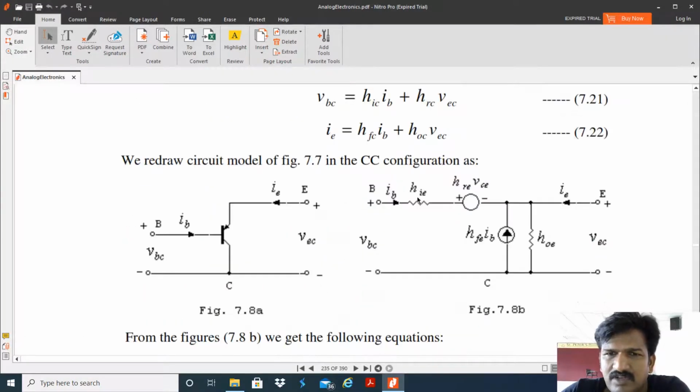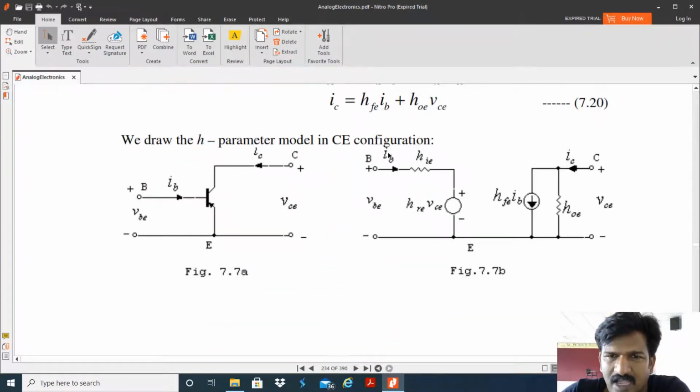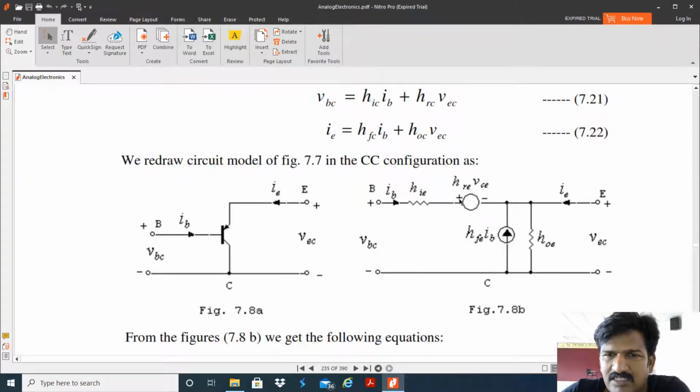What about this one? The input side has the base. You see IB, HIE, HRE VCE. This is the diagram of the CC configuration in terms of the CE configuration. From this diagram 7.8b, you have to realize the components of CC in terms of CE.